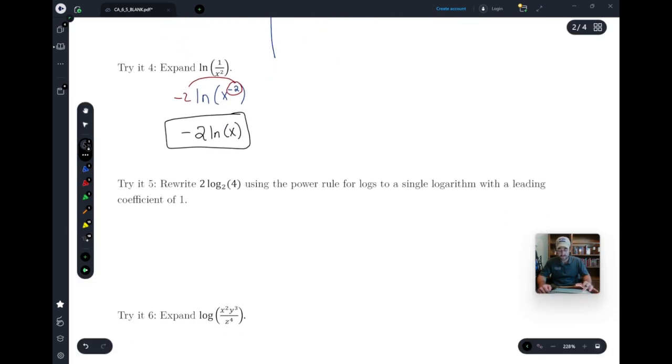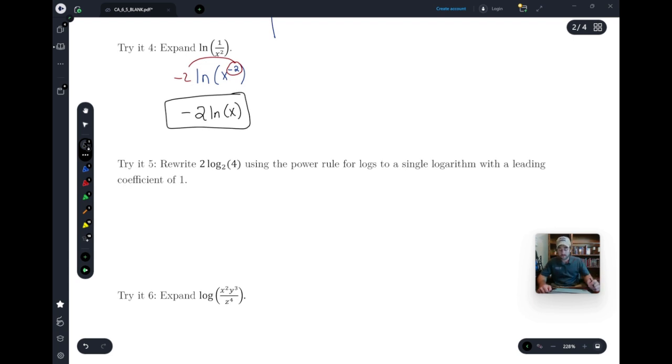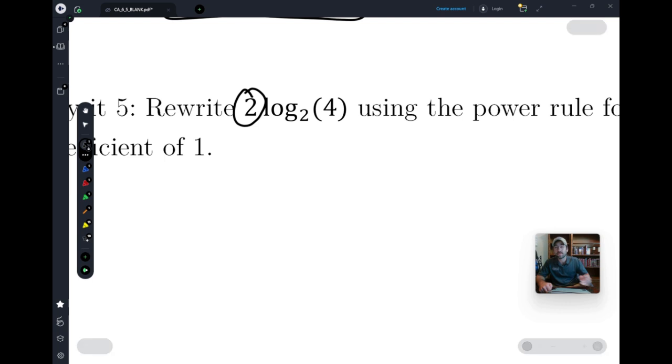All right, let's keep going. Try it 5, a little longer of a problem. Rewrite this log using the properties of logs into a single logarithm with a leading coefficient of 1. So what it's saying is, hey, we have a leading coefficient of 2 and we'd rather it be 1. How can we make that happen?